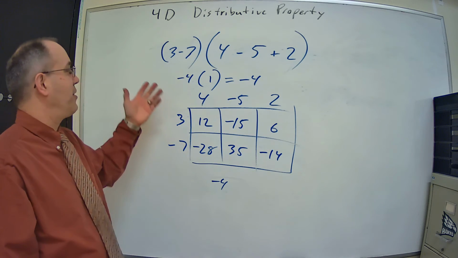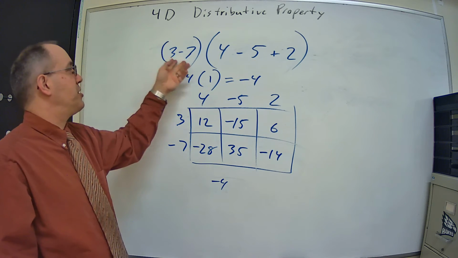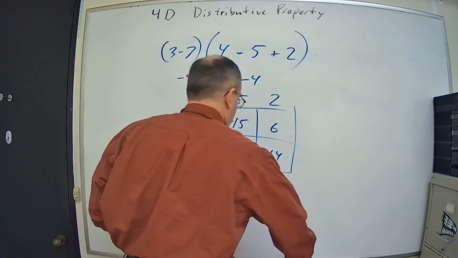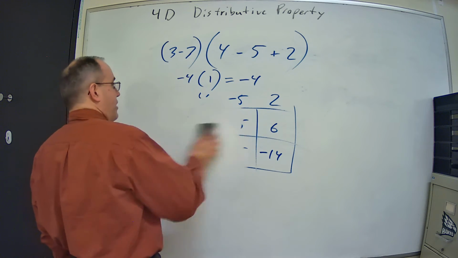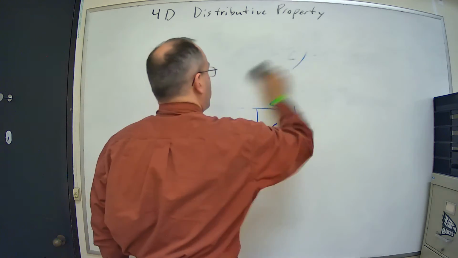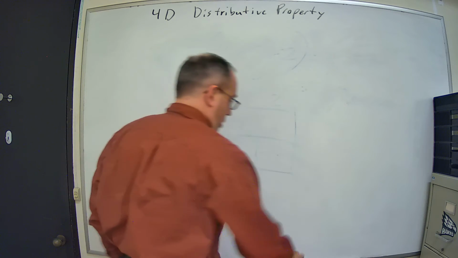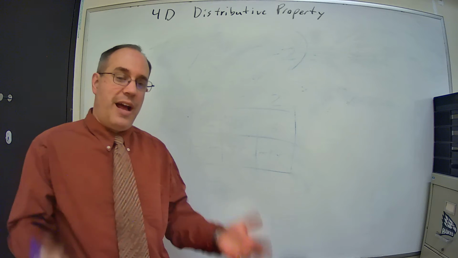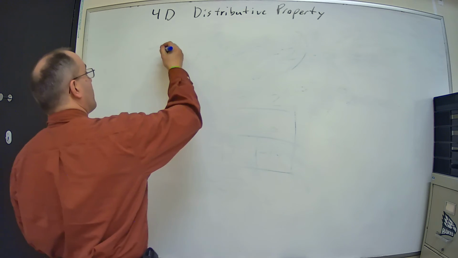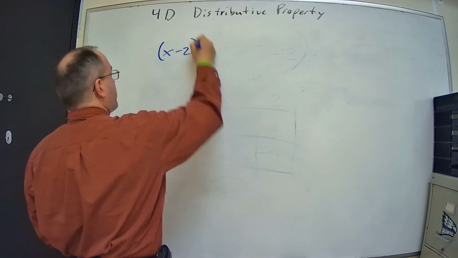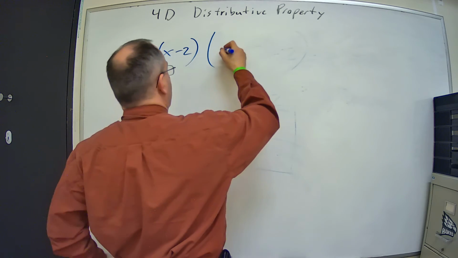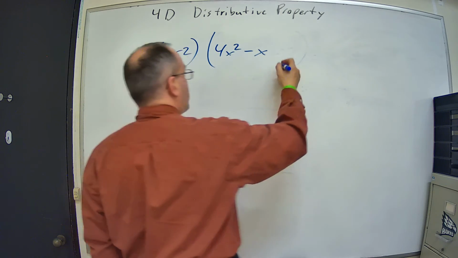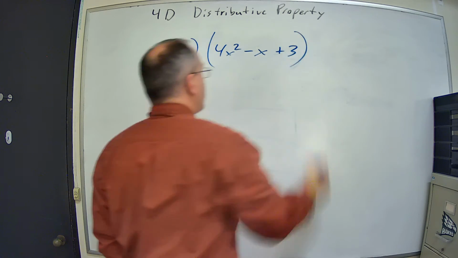Again, I would look at this and go, well, why would I want to do this when I can just do this? Wasn't that much easier, Mr. Davis? Yes, it was, but it comes back to the application in algebra. And this is really why you deal with it, is because of algebra. x minus 2 times 4x squared minus x plus 3.